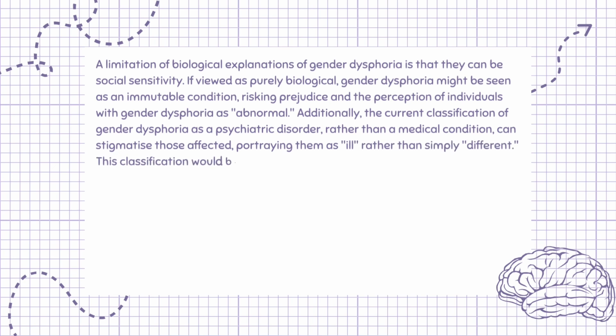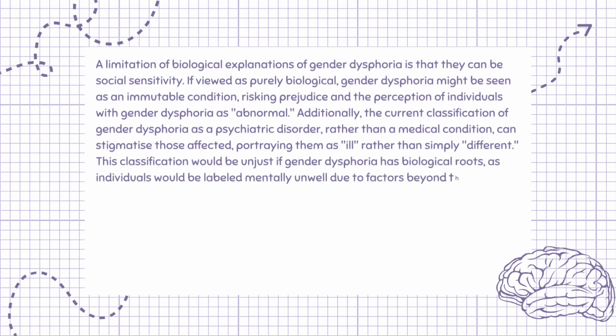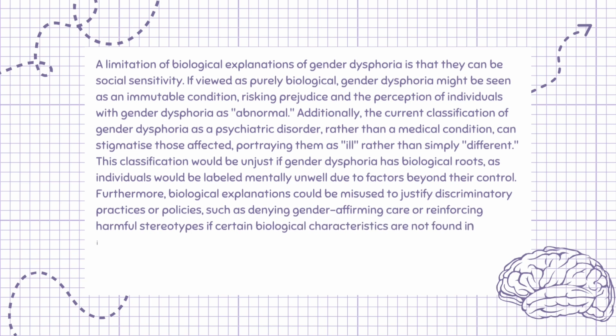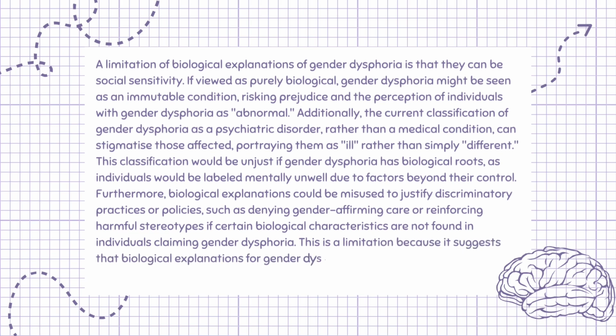This classification would be unjust if gender dysphoria has biological roots, as individuals would be labeled mentally unwell due to factors beyond their control. Furthermore, biological explanations could be misused to justify discriminatory practices or policies, such as denying gender-affirming care or reinforcing harmful stereotypes if certain biological characteristics are not found in individuals claiming gender dysphoria. This is a limitation because it suggests that biological explanations for gender dysphoria might oversimplify the condition, potentially leading to stigmatization and misuse.